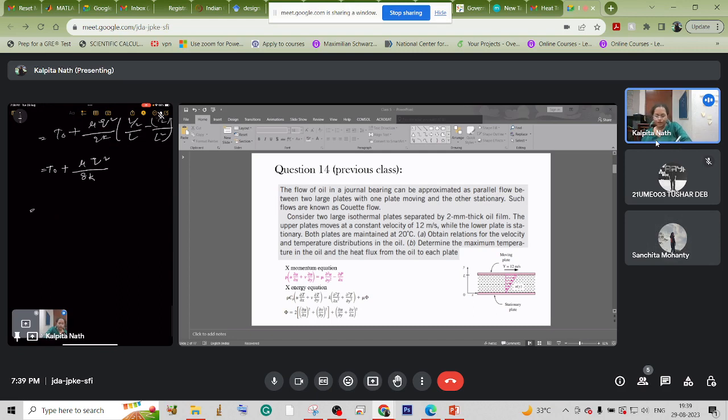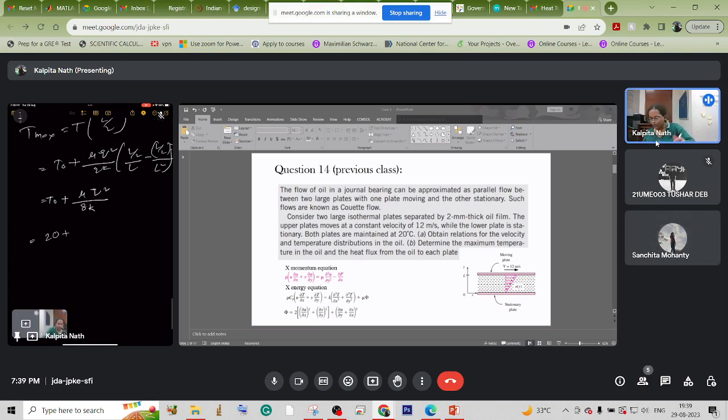So you just put the corresponding values. T naught is the initial temperature, the temperature at which the plates are there, so it is 20. Plus μ. The μ and k values are not given, should have been given. Actually, in the previous class I think I included them, but in this class I forgot. μ will be 0.8 second per meter square, the velocity is already given as 12 meter per second, squared, upon 8, and k value is 0.145 watt per meter degree Celsius. We'll convert it to 1 newton meter per second.